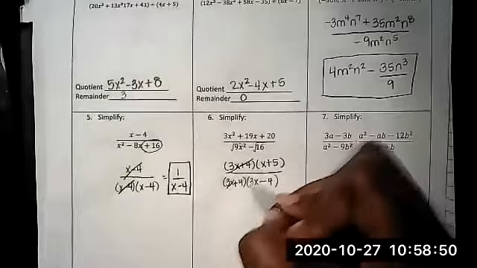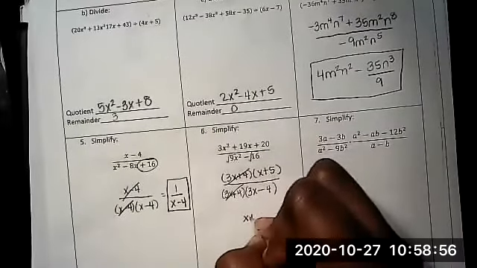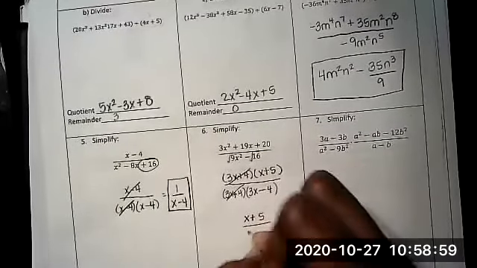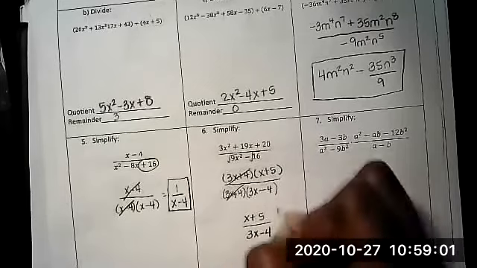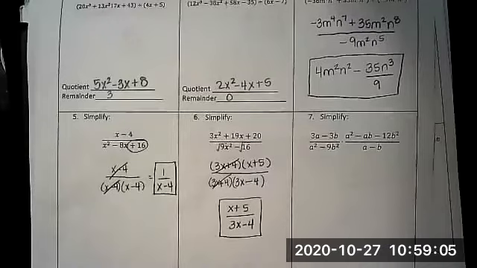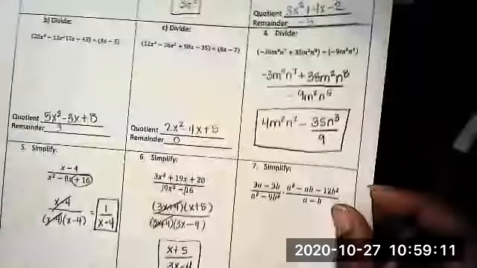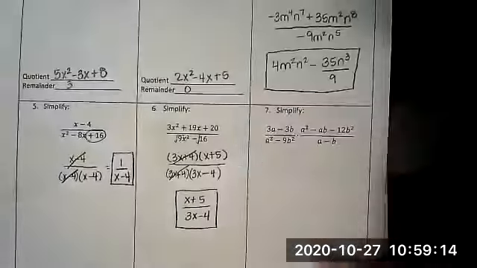Of course, the 3x plus 4s cancel out. And then what's left over is x plus 5 over 3x minus 4. Okay, this is your answer. Okay, x plus 5 and 3x minus 4. All right, perfect. All right, so for number 7, looks like a lot of factoring, which is fine.